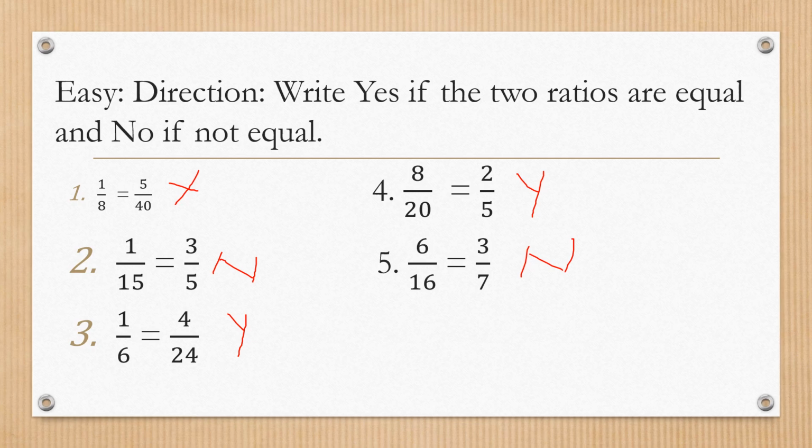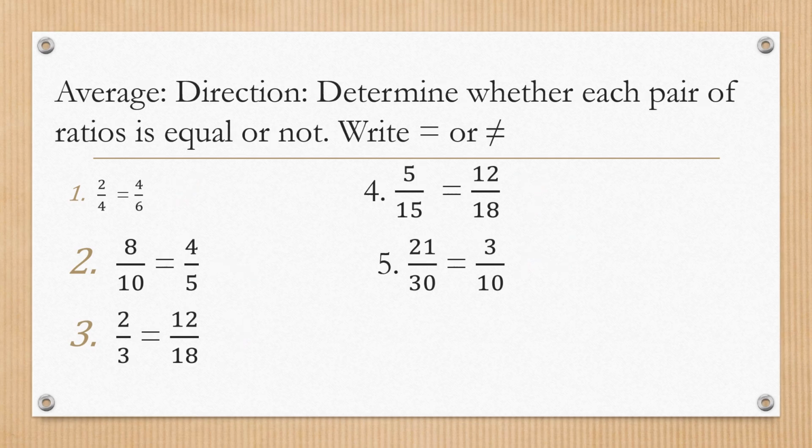Okay, next. Right, so determine whether each of the following ratios is equal. So write equal or not equal. So 2/4 and 4/6. So 2/4 is 1/2 and 4/6 is 2/3. So of course these are not equal. Okay. Then we have 8/10. So yes, this one is equal.